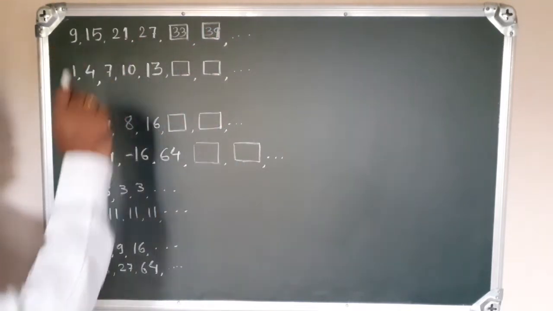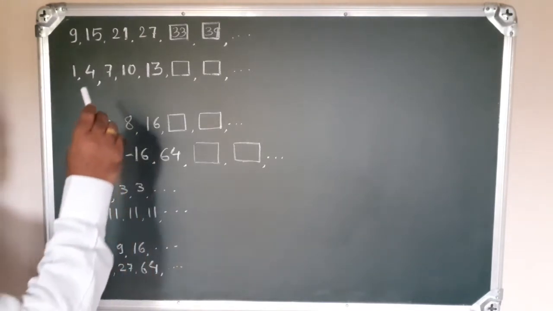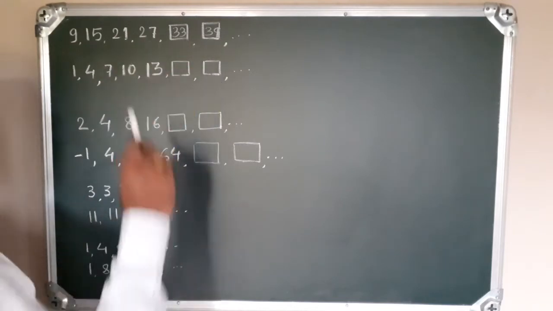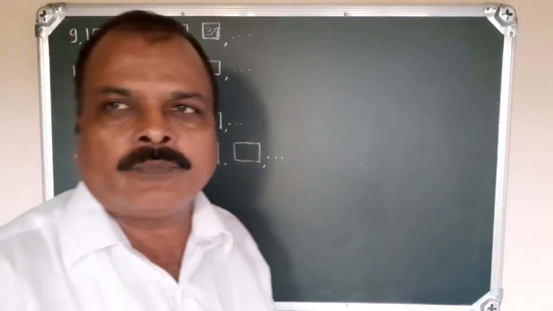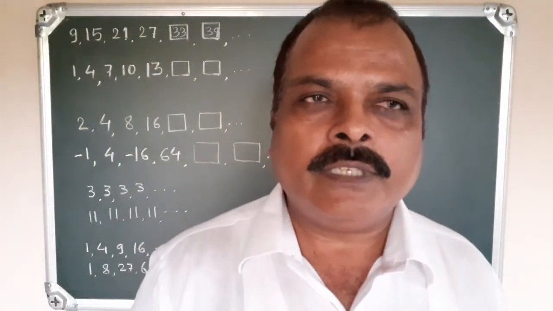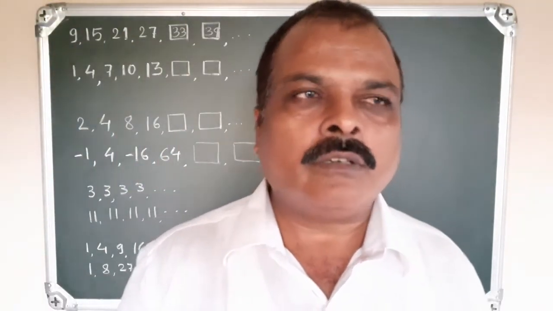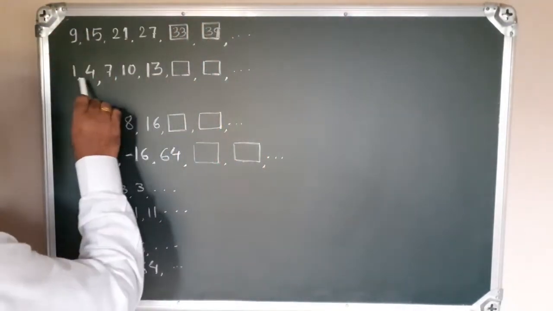So these numbers are arranged in a definite order. So this is called a sequence. Sequence means a set of numbers which are arranged in definite order is called a sequence. So this is one sequence, this is another sequence.